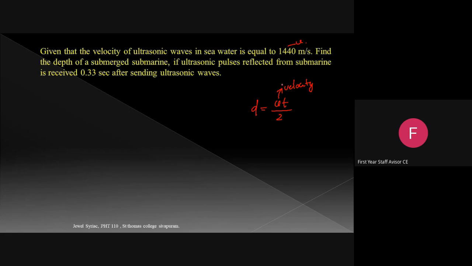T ഇത് ട്രാൻസ്മിറ്റ് ചെയ്ത് റിസീവ് ചെയ്യാൻ എടുത്ത സമയം. What is the time it has taken? ദാറ്റ് ഈസ് 0.33 സെക്കൻഡ്. സോ t is equal to 0.33 seconds. വെലോസിറ്റി v is equal to 1440 meters per second. And what is d? Then d is equal to v into t by 2, or 1440 into 0.33 divided by 2. Simple question, direct question.